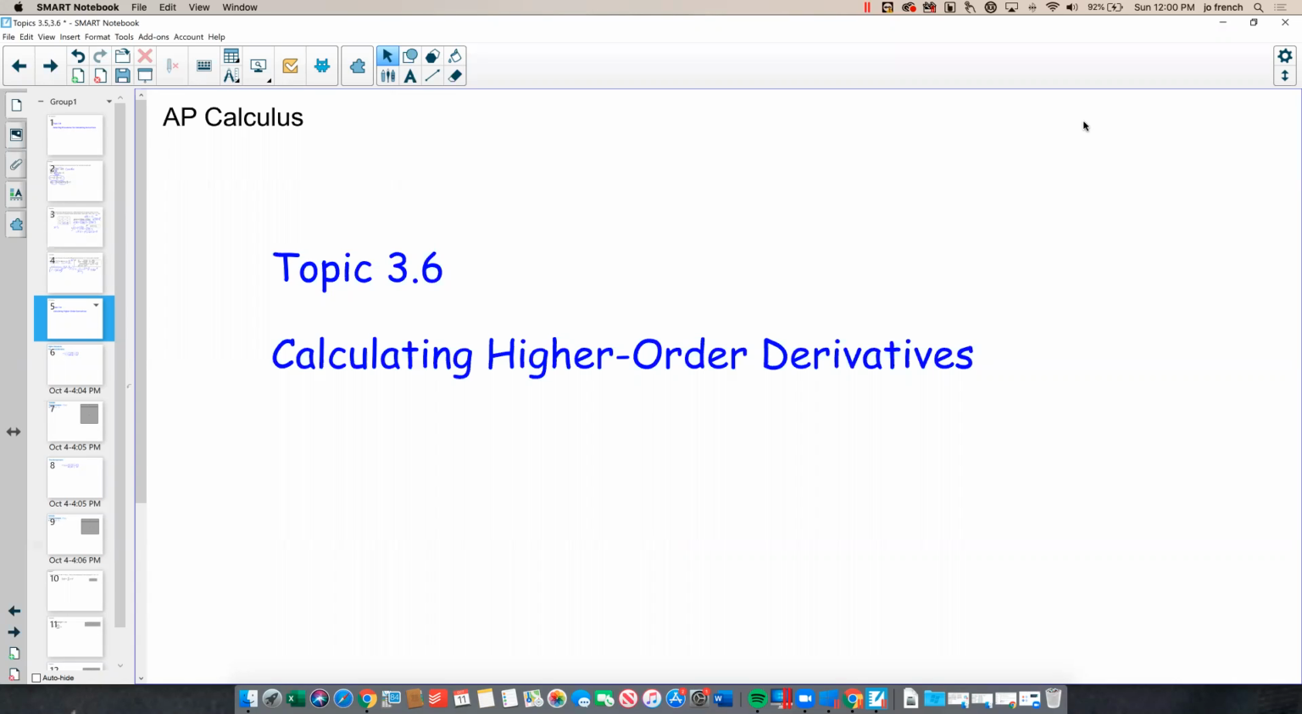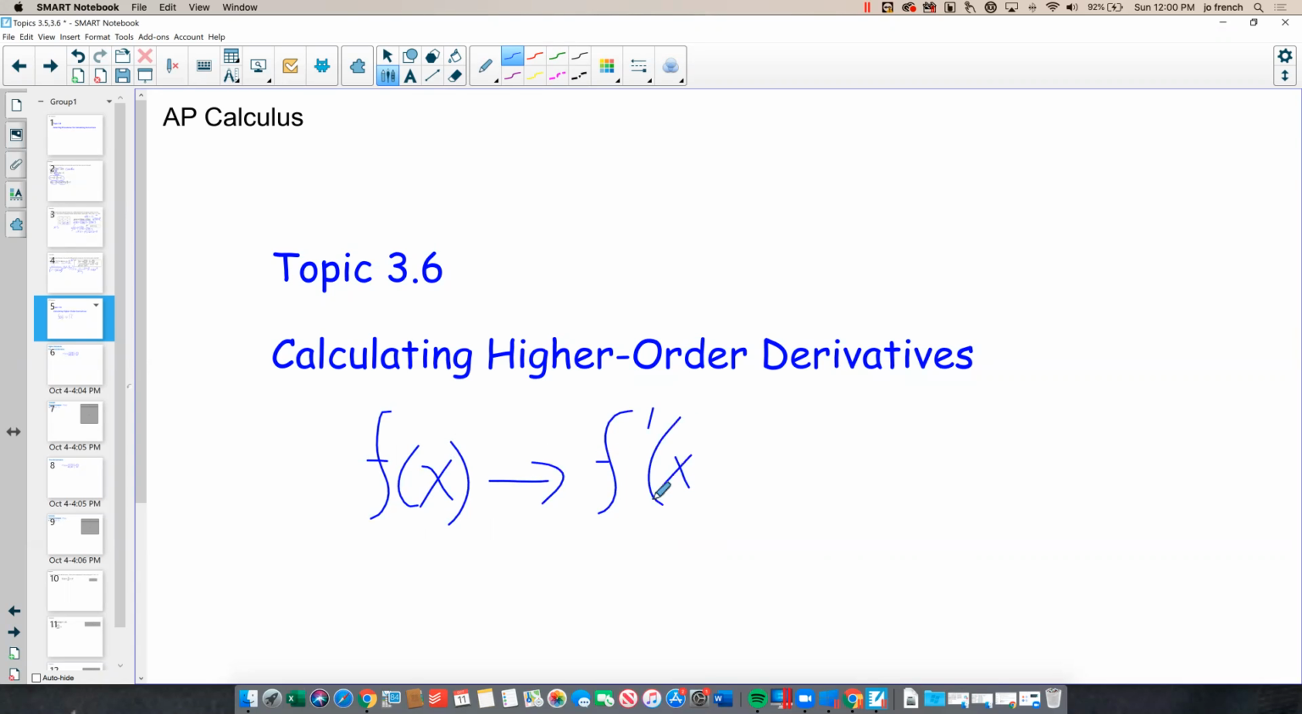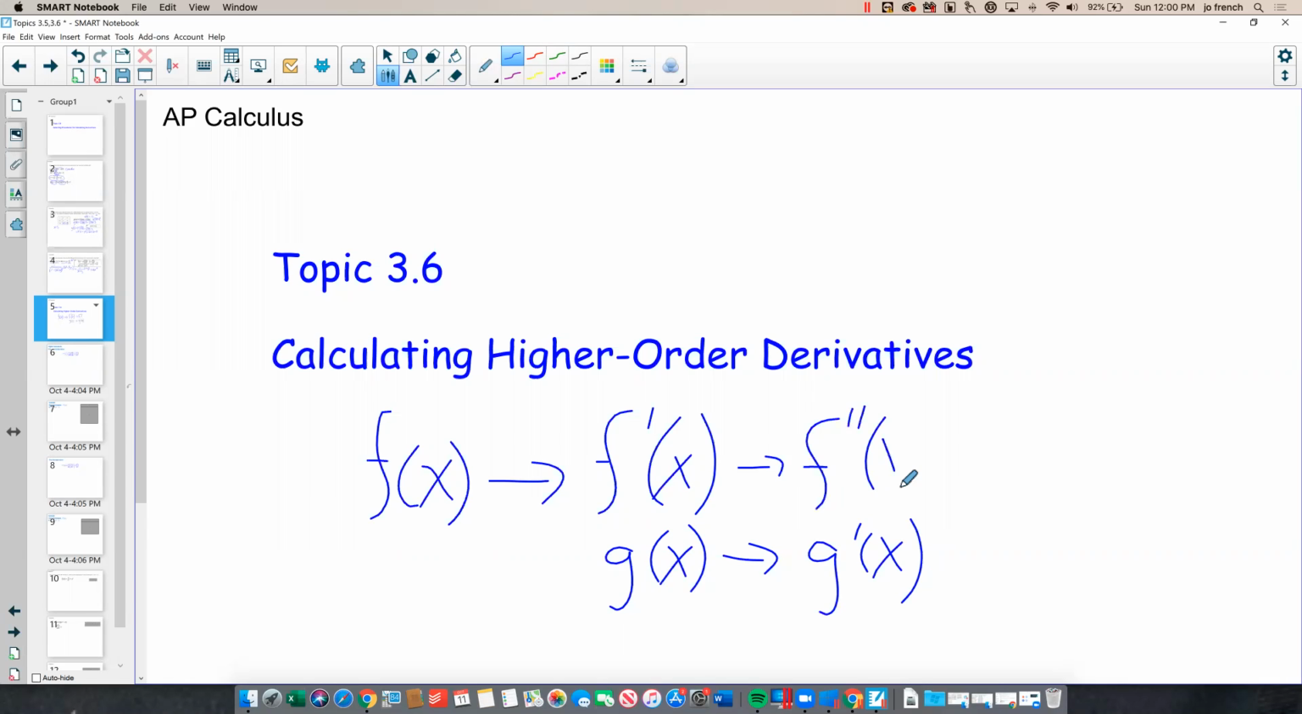So the idea here is that if a function, f of x, has a derivative, f prime of x, that's also a function. Well, if we called it g of x, we could find the derivative of that function, g prime of x. But the derivative of that function is really the second derivative of my original function. And we could clearly apply this logic to additional derivatives.